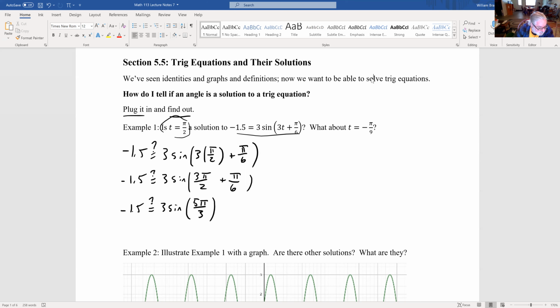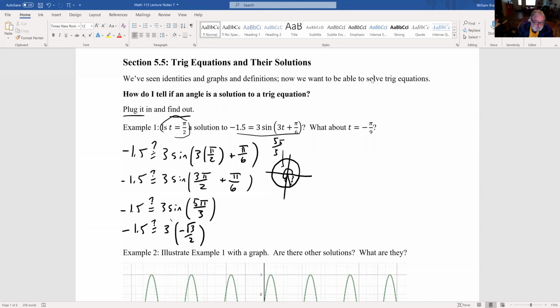Well, what's sine of 5 pi over 3? Here's my unit circle, 5 pi over 3. Well, 6 pi over 3 would be 2 pi, so 5 pi over 3 is down here. So my angle is 5 pi over 3. And so that means that my sine of 5 pi over 3 is minus square root of 3 over 2, because it's the y coordinate. If this is a 60-degree angle, then the y coordinate is minus square root of 3 over 2.